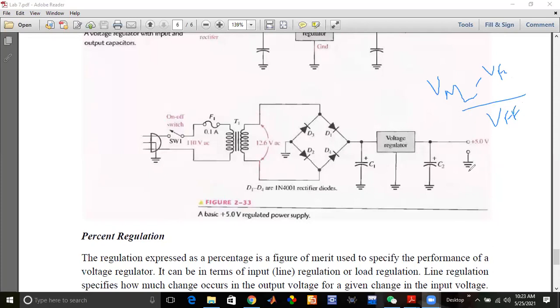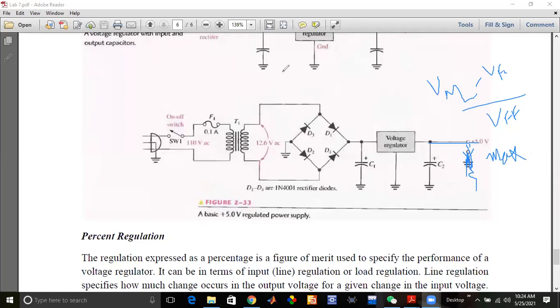What is meant by no load? If we don't use this portion and we take output from here, it means we have not applied any load here. So this is no load operation. If we apply a resistor here, this is load operation. And if the current in this load is maximum, then this is called full load operation.